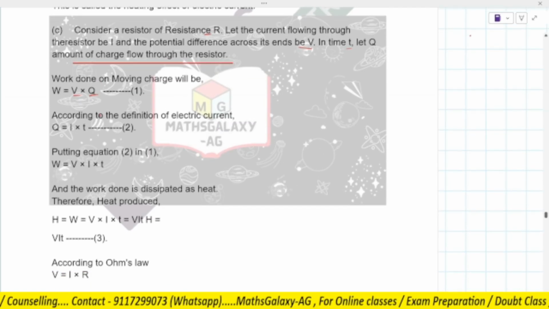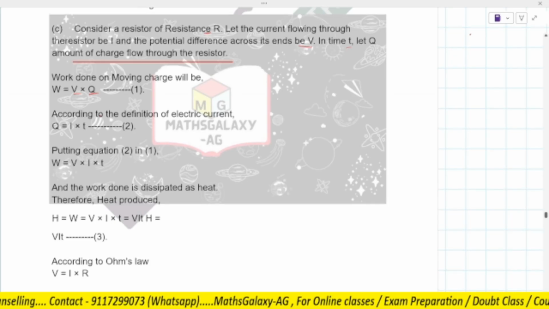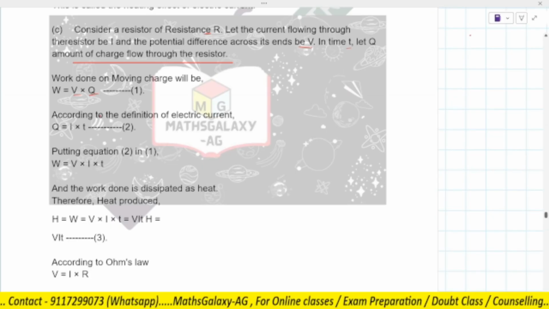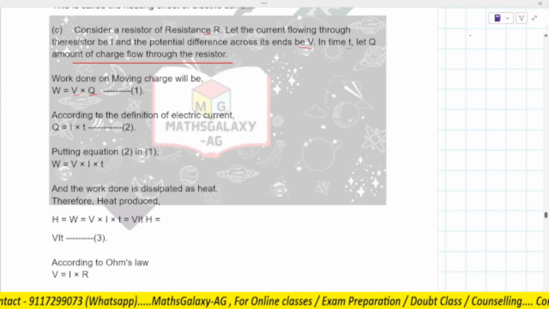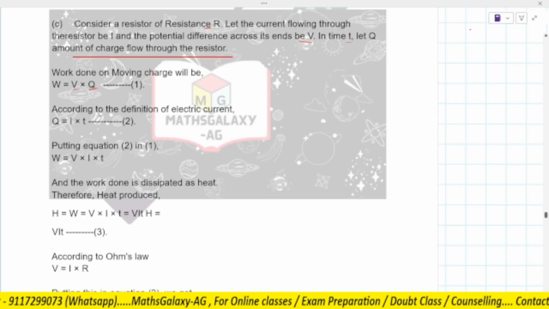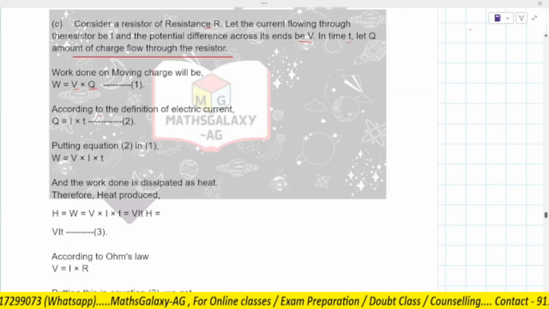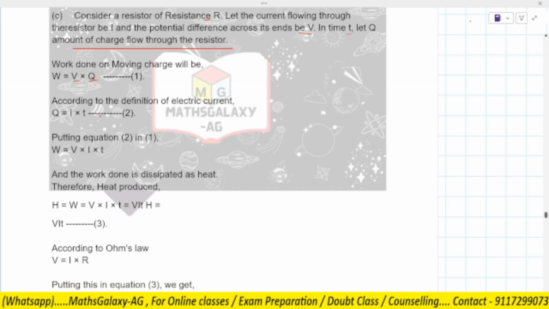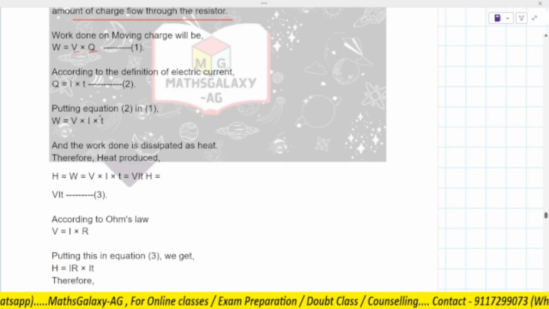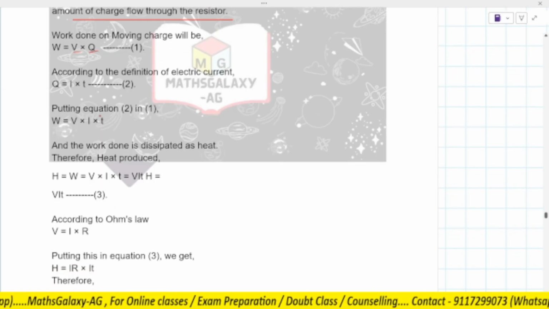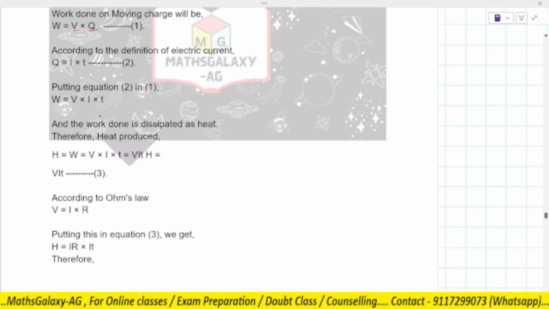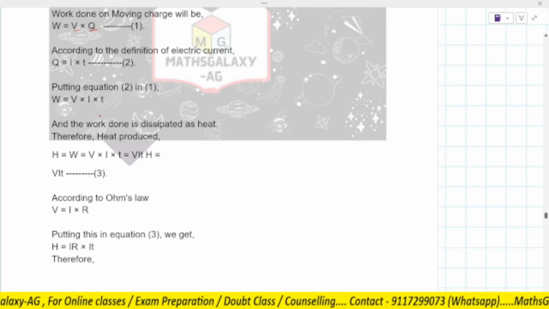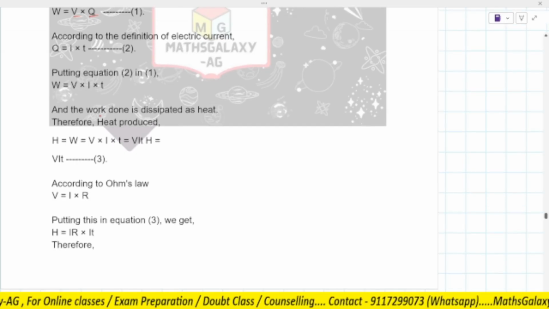Now according to the definition of electric current, Q is equal to IT, flow of current per time. Now putting this value in equation 1, we will get V into IT, right? And the work done is dissipated as heat. So therefore heat produced will be equal to work done, which is V into I into T, and this will be the third equation.